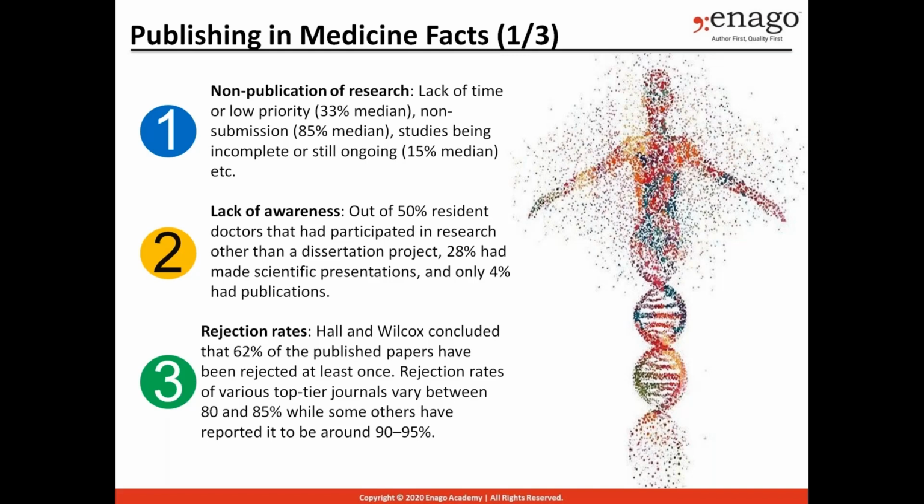Rejection rates of various top-tier journals vary between 80 and 85%, while others can be as high as 90 to 95%. So rejection is definitely not something uncommon, not something to scare us off from publishing, but something that gives us, we could say, an opportunity to improve our manuscript and try harder.